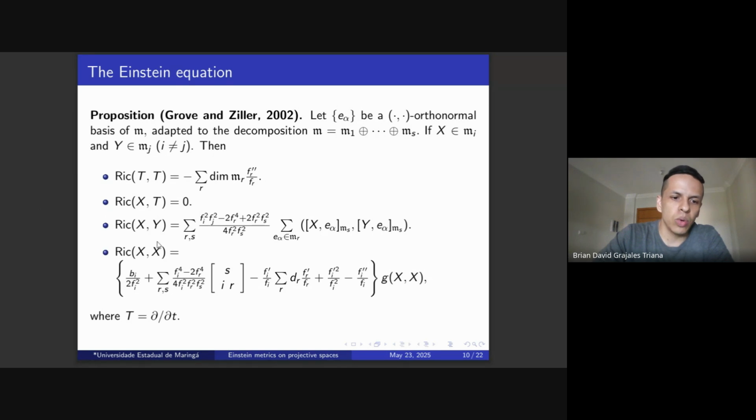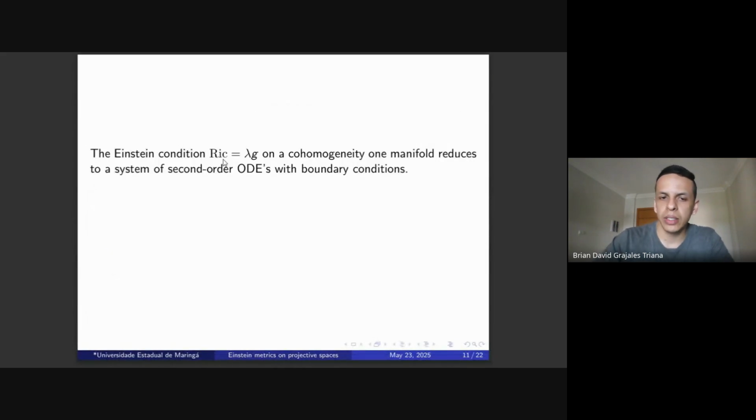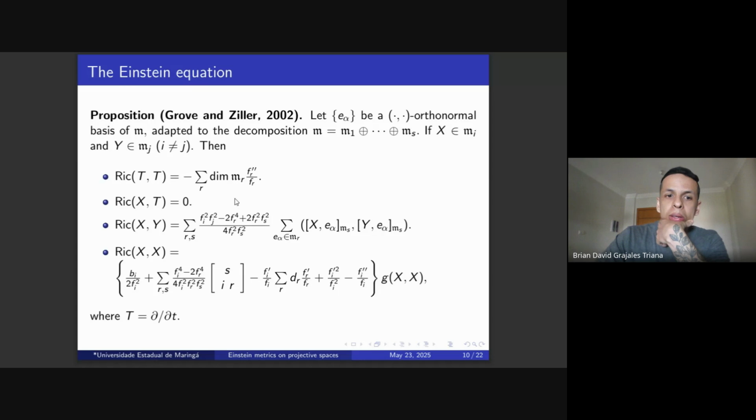And here it's worth pointing out that T is the tangent vector to the geodesic c, the transversal geodesic we have been considering since the start. Okay, so we have these formulas for the Ricci tensor, and in our current work we used these formulas to write the Einstein equation, because you have the Ricci tensor and you have the metric, so then you have the Einstein equation. But this formula can also be obtained using Riemannian submersions. I think this is well known, but I want to say that the formula can be obtained in many different ways. Okay.